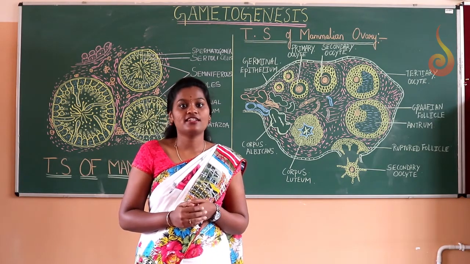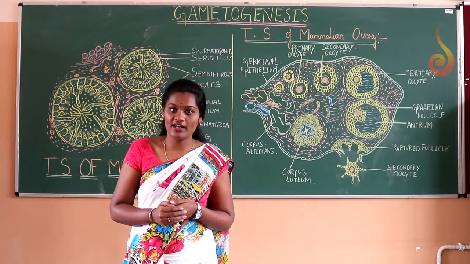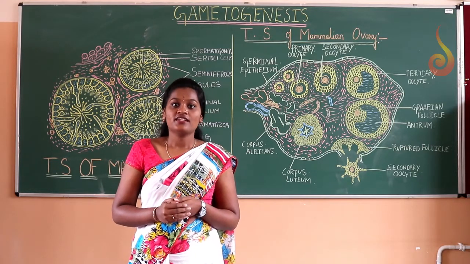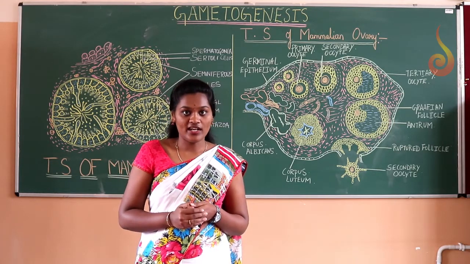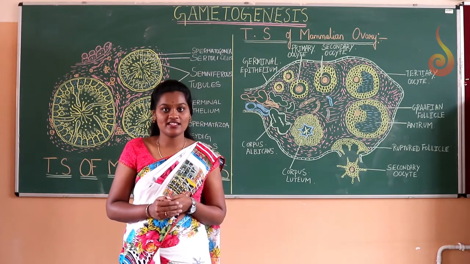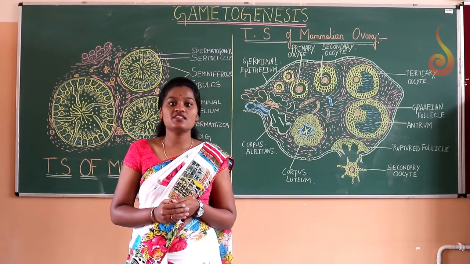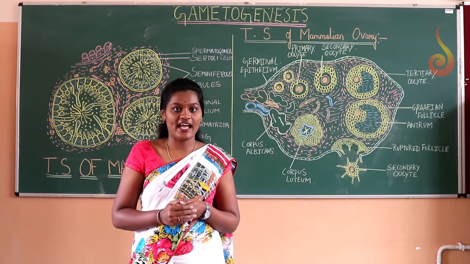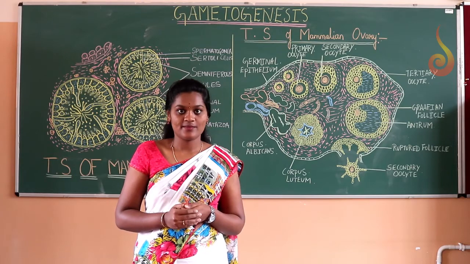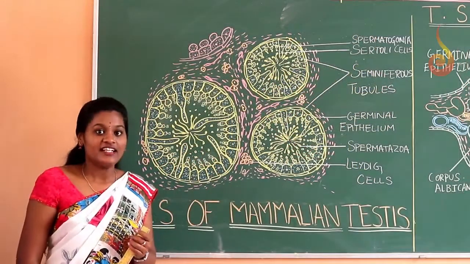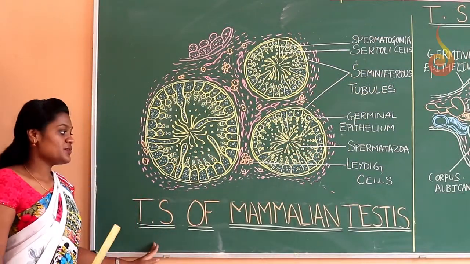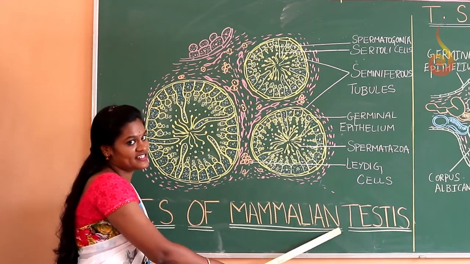In females, the formation of female gametes is called as oogenesis. The female gamete is called as ova. The formation of ova takes place in ovary. So today, let us study the transverse section of mammalian ovary and mammalian testis. So let us start with the transverse section of mammalian testis.